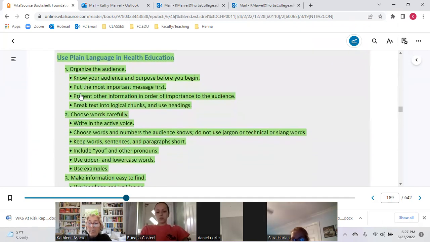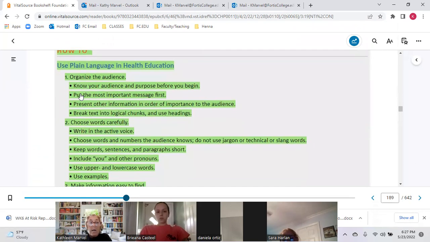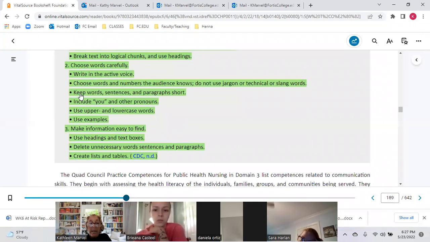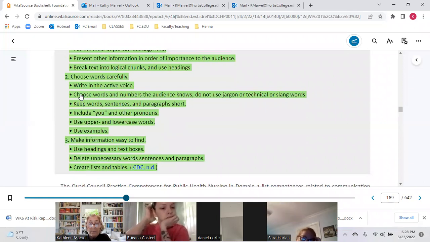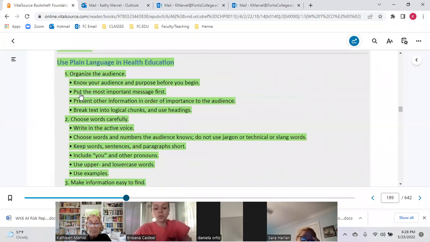Okay, this is important. We need to study this. You need to study this. How do we use plain language in health education? The how-to box on page 189 is an excellent resource to pull this all together. How do we organize for the audience? How do we choose our words carefully? And how do we make information easy to find? It gives lots of examples.